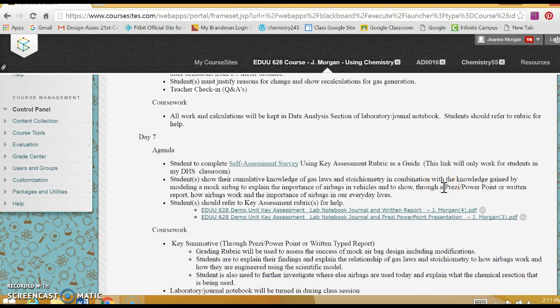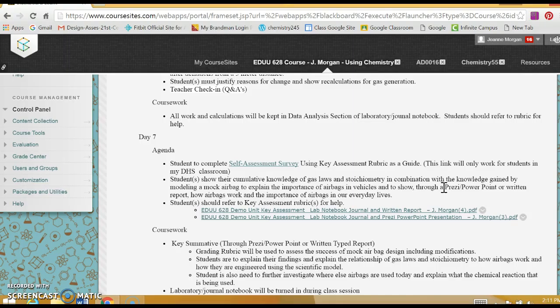Day 7, now they come into a self-assessment. They get to assess themselves. How did I do? Did I go in the right direction? Did I learn from this? Was this hard? Was this the best way to learn? They get to give you some more feedback, get to put their emotional tie to it.